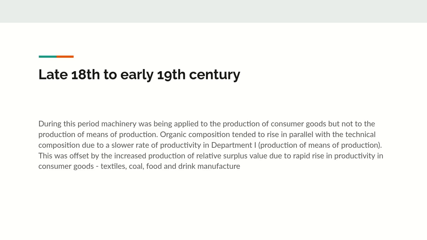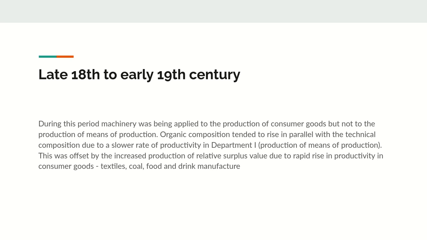The late 18th, early 19th century was a period during which machinery was being applied to the production of consumer goods, but not yet to the production of means of production. This meant that the organic composition of capital tended to rise in parallel with the technical composition of capital due to the slower rate of growth of productivity in Department One, that is to say, the department which produces means of production.